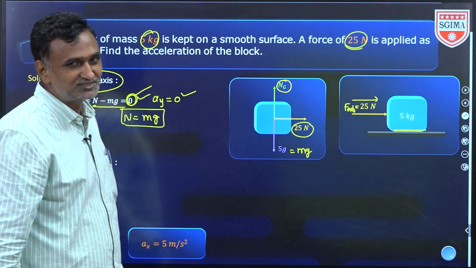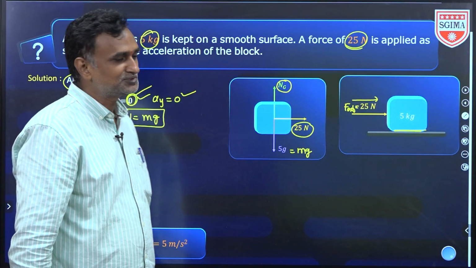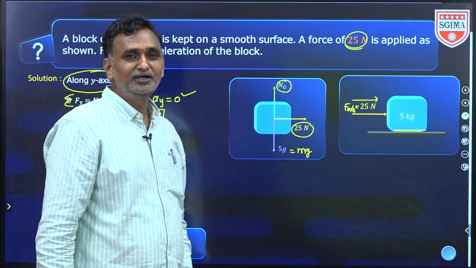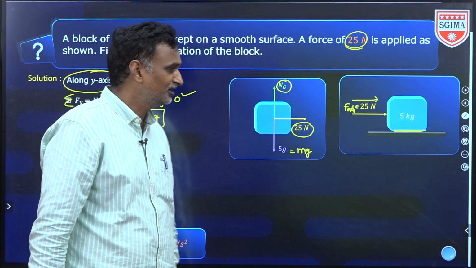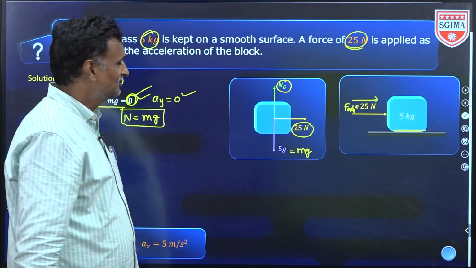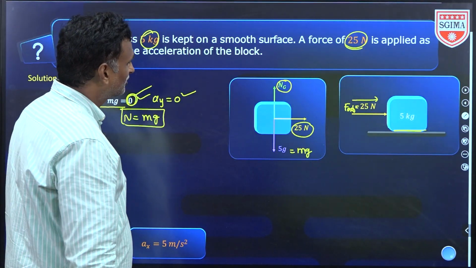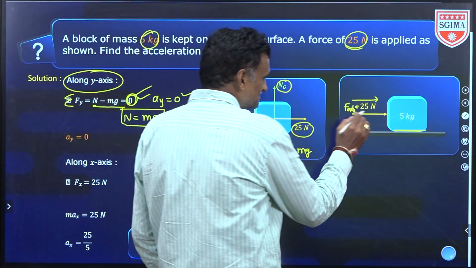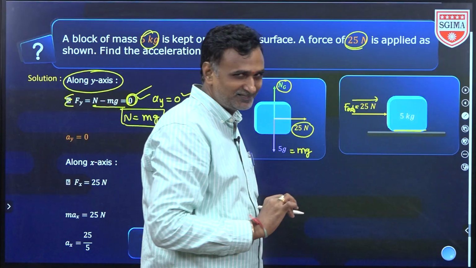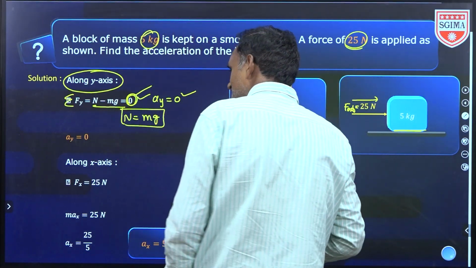In some cases, if the force is applied in an inclined direction, then we need to take one force component in the y direction and one force component in the x direction. Then we can have acceleration in the y direction. But in this case acceleration in the y direction is 0. Now let us observe along the x-axis. Since force acts along the x-axis, there is a tendency to move in the x-axis only, and with what acceleration it can move, let us see.